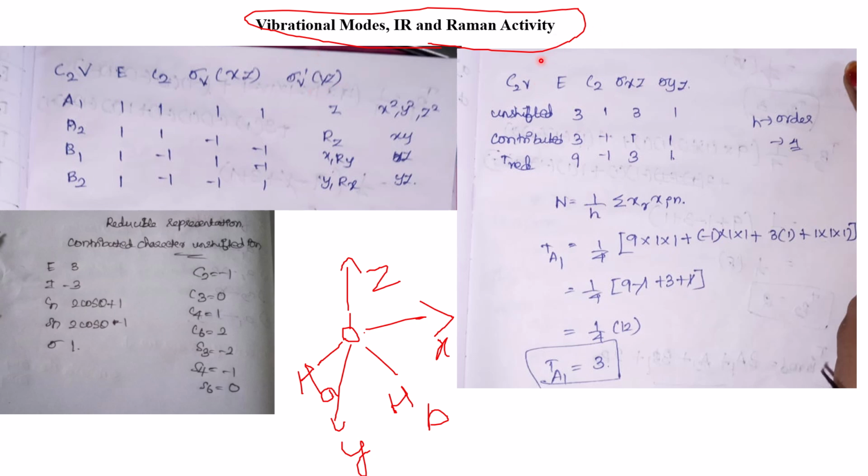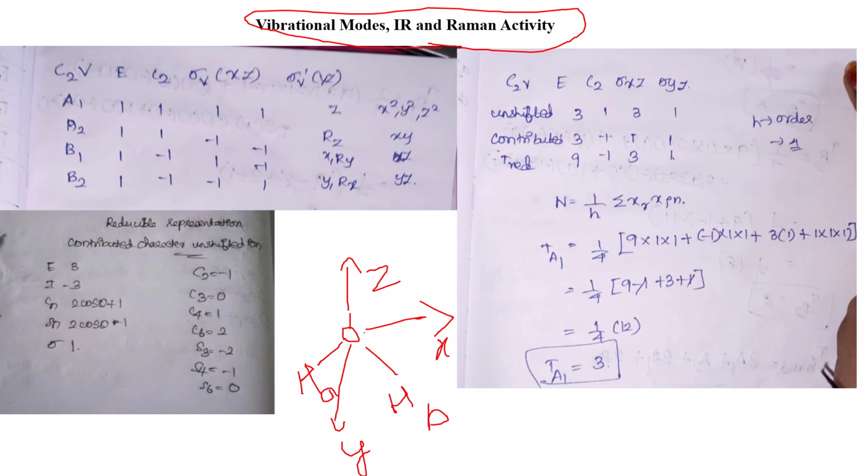So for E, what is identity? It does nothing to the molecule, so all 3 atoms are unshifted. The unshifted value for E is 3. For C2, what happens? The molecule is rotated by 180 degrees. A goes to here, B goes to here, so these 2 atoms are shifted. Only the O is unshifted, so the number of unshifted atoms for C2 is 1.